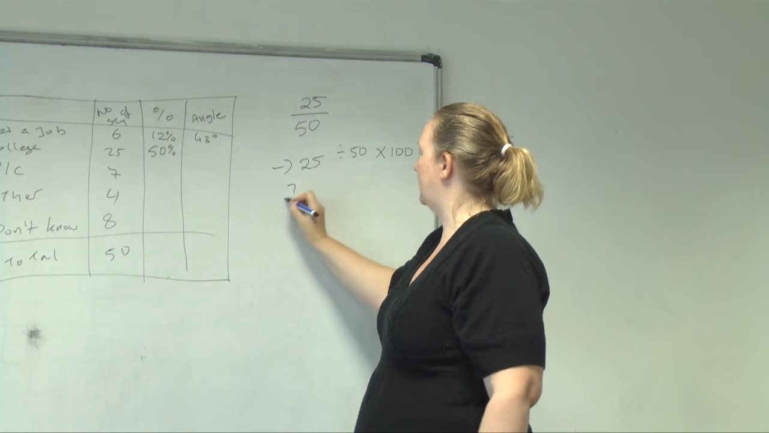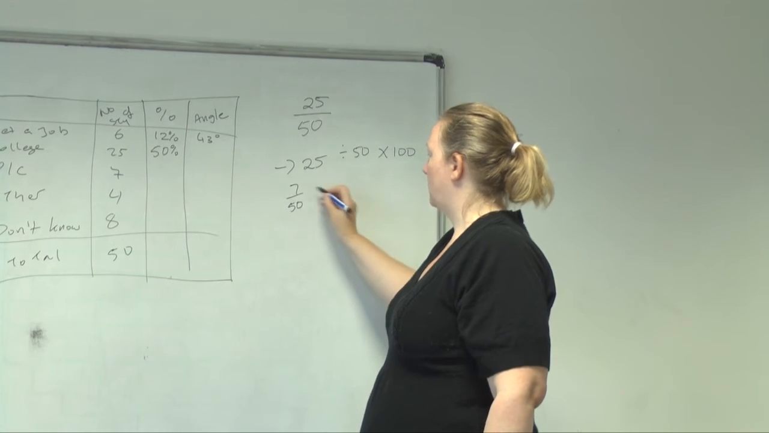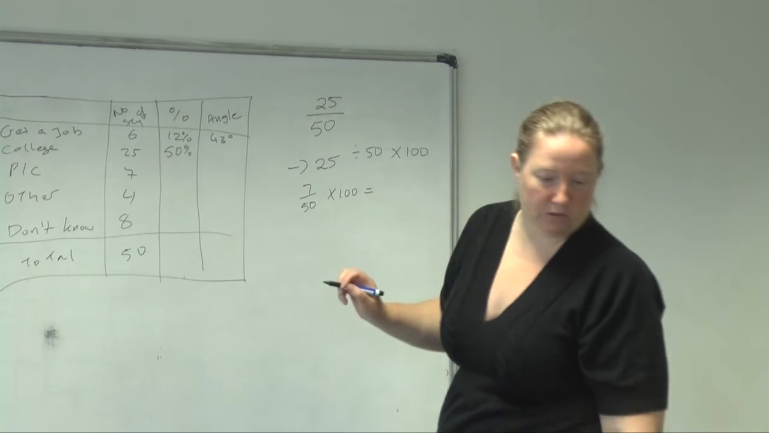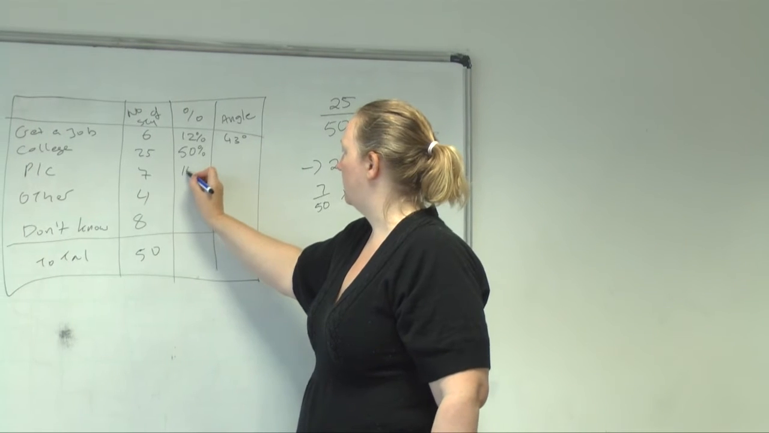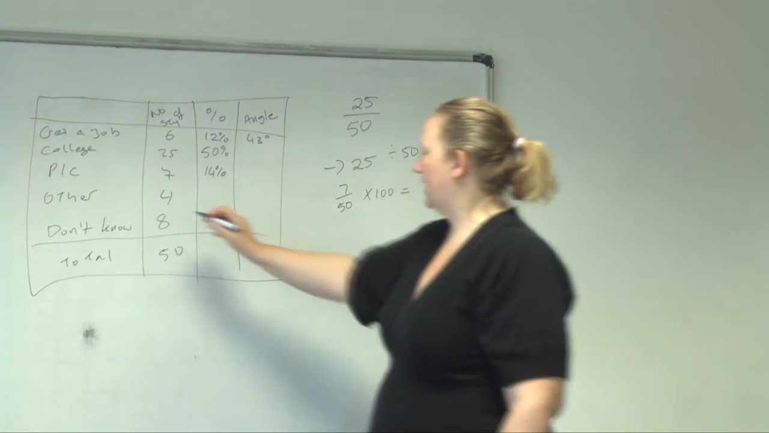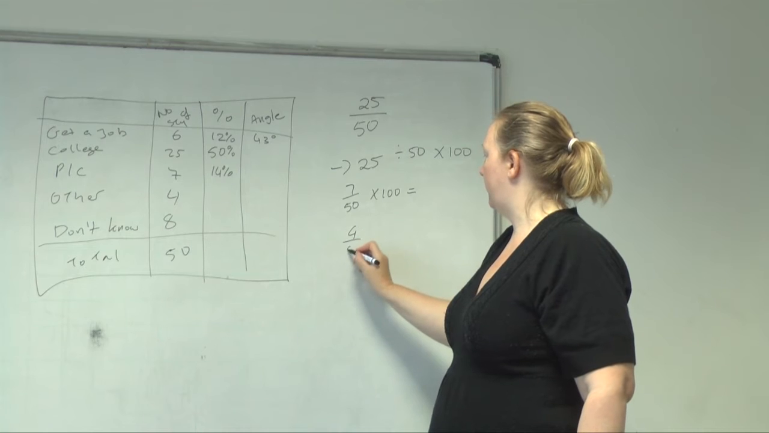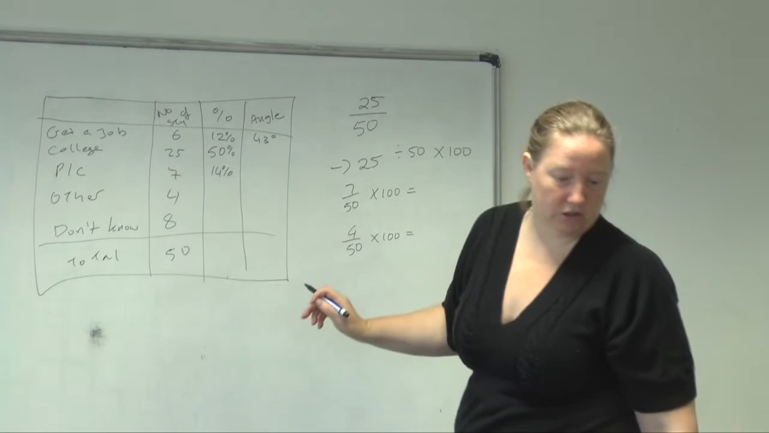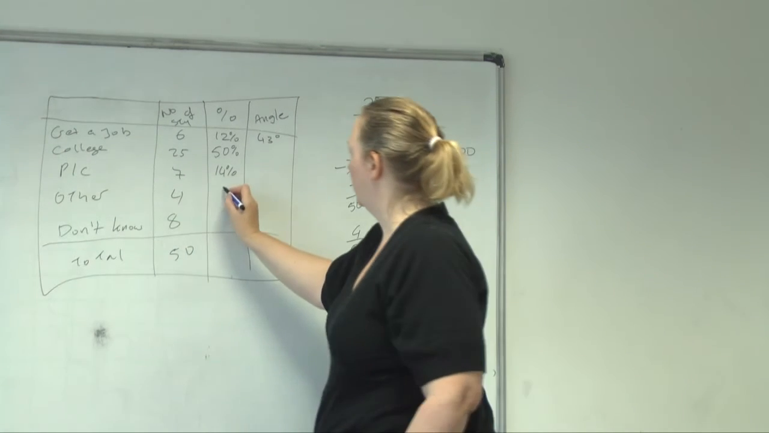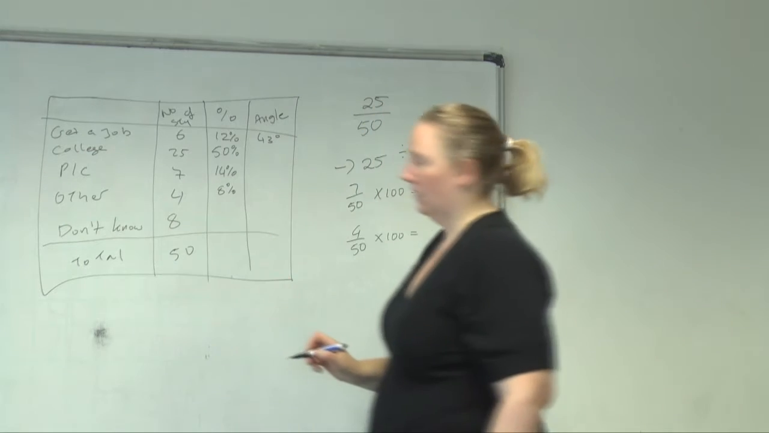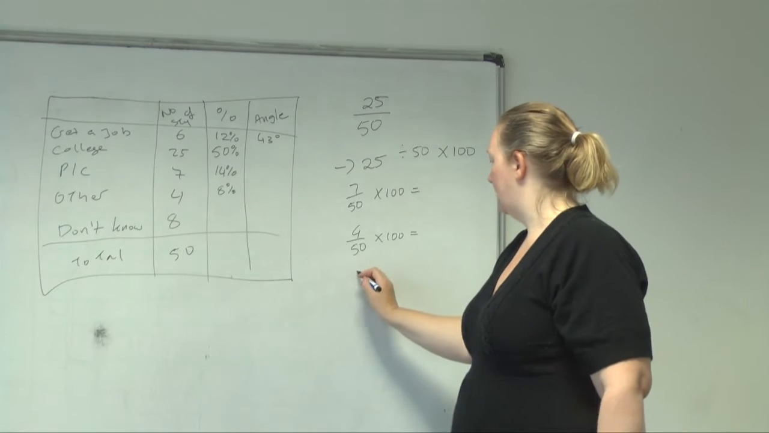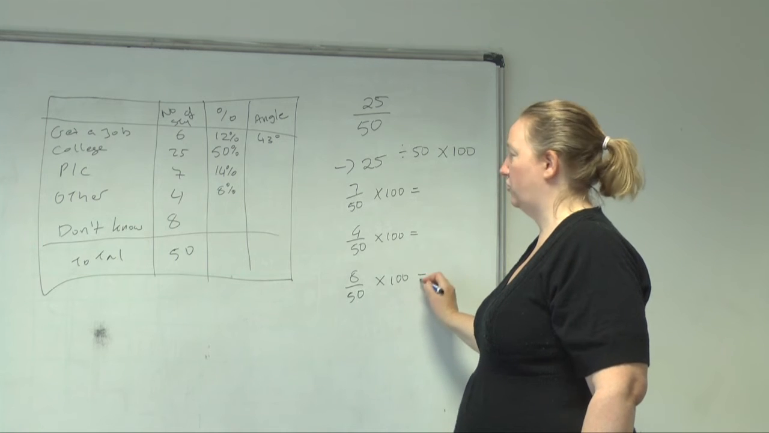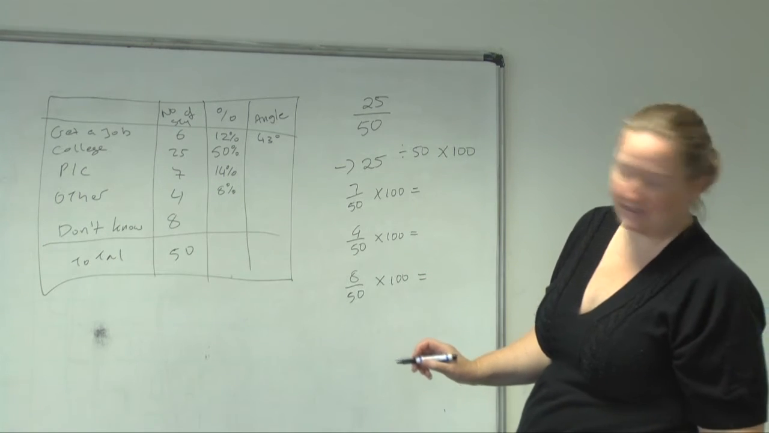So the next one is 7 out of the 50. Again, put that into your calculator, multiply it by 100, and you get 14%. The next one is 4 out of 50. Again, into your calculator, multiply by 100, and you get 8%. And the last one was 8 out of 50. Into your calculator, multiply by 100, and you get 16%.